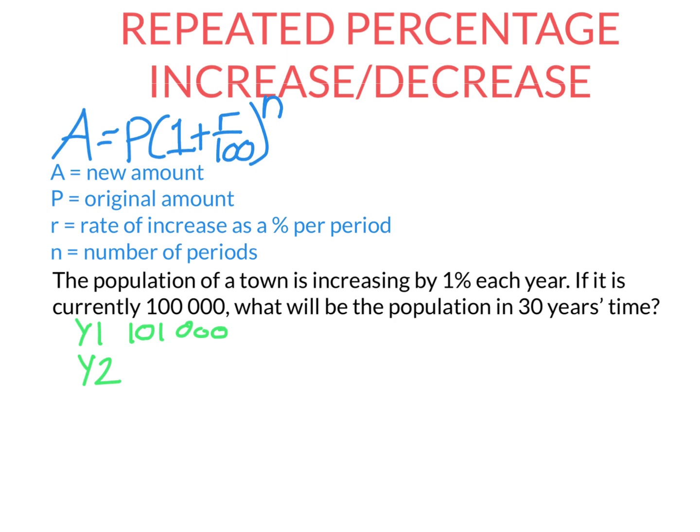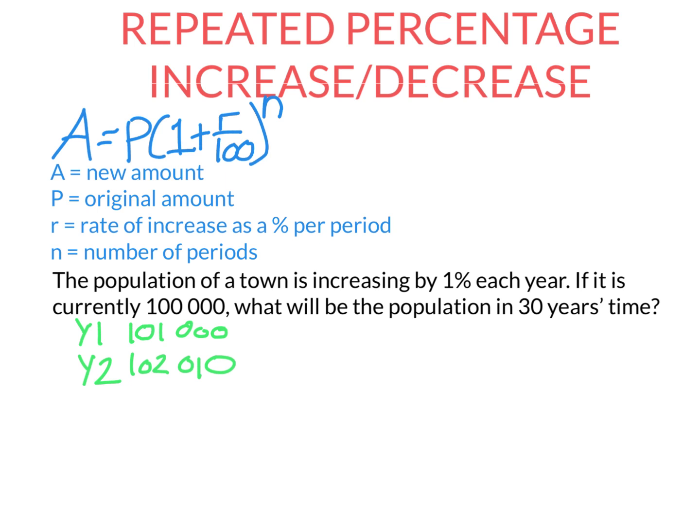So 1% of this is 1,010. So it'll go up to 102,010. Similarly, in year three, it's going to be 1% of this number, not 1% of the original. So the population's actually increasing at an increasing rate. The jump in population between each year is itself increasing.